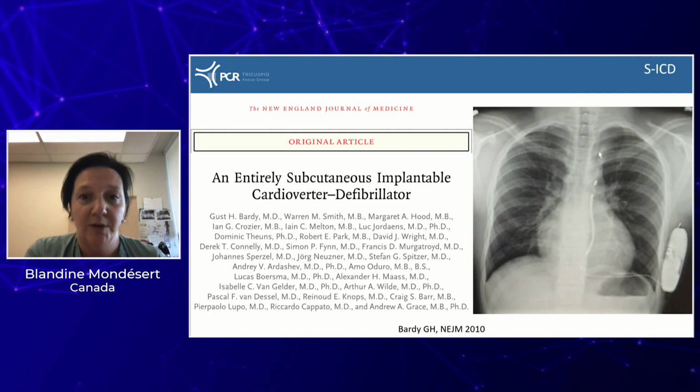In terms of defibrillation, we have had, since 2010, the sub-Q ICD, the subcutaneous ICD, with the device outside of the chest, outside of the heart. The box is on the lateral wall of the chest, and the lead is just on the sternum. So you don't have anything in the middle of the tricuspid.